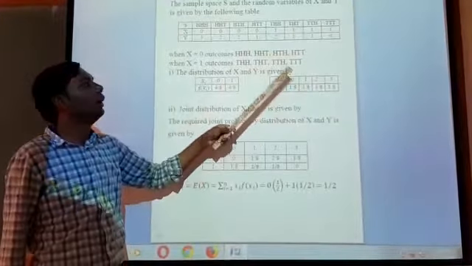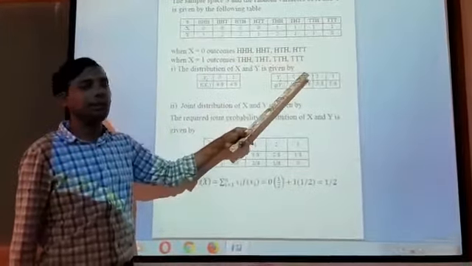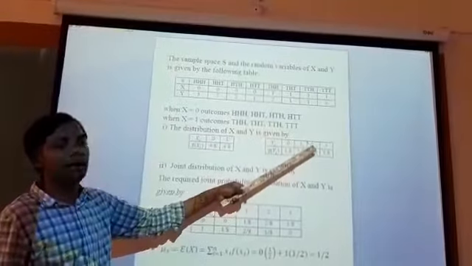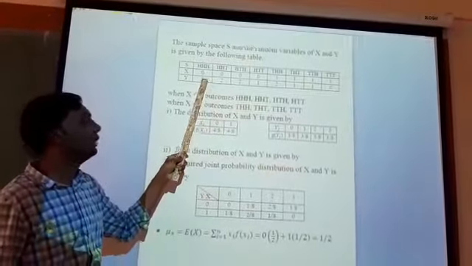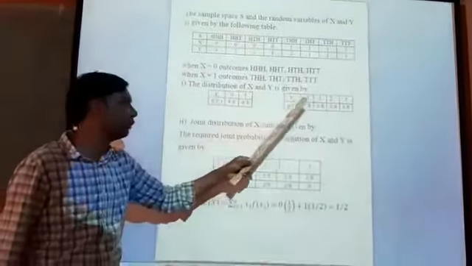So 3 by 8. How many 2 heads in the y row? 1, 2, 3. So there are 3 2's, so 3 by 8 possibility. How many 3 heads in the y row? So only one possibility is there, so that is 1 by 8. So this is the distribution of x, distribution of y.